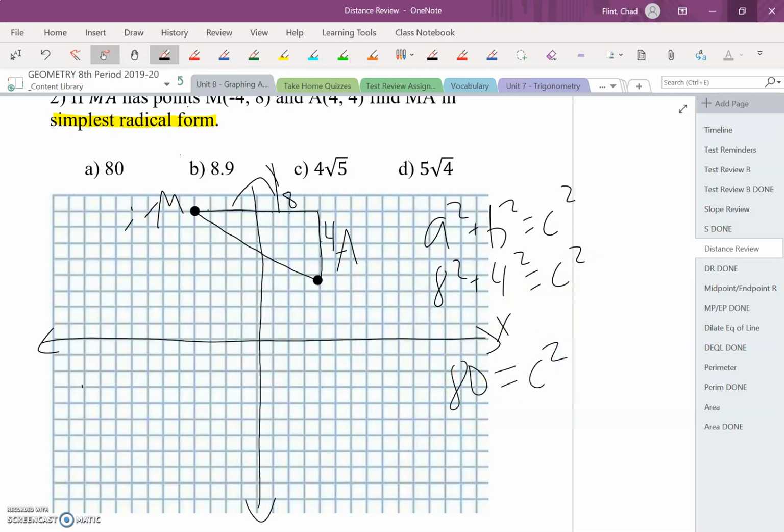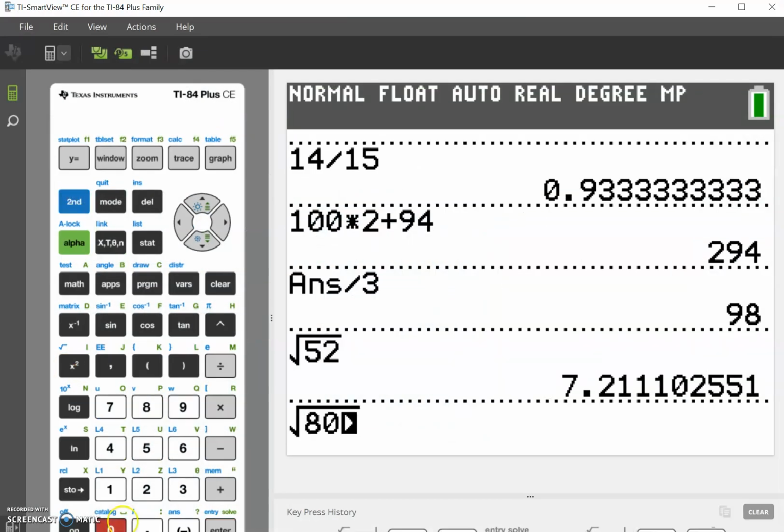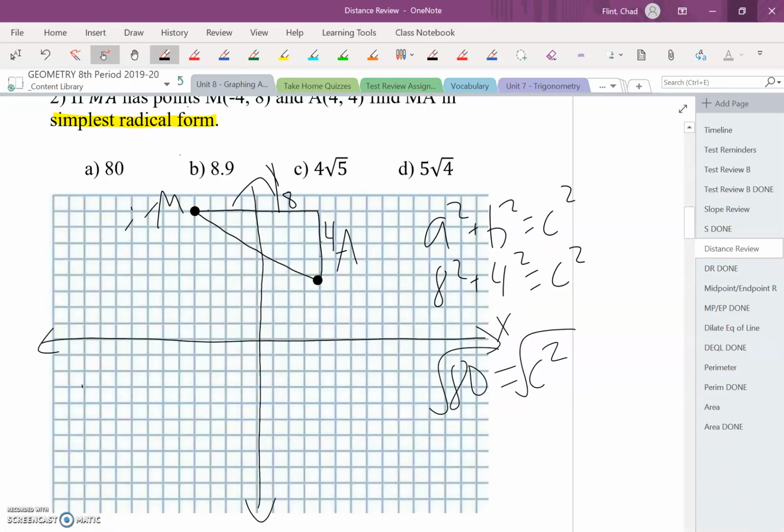We don't want to pick 80 because it is c squared. We need what actual c is. So normally we'd type this in the calculator and we would get 8.944 with a continuing decimal. So it's not going to be A.